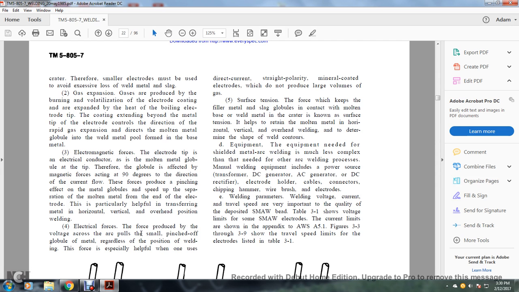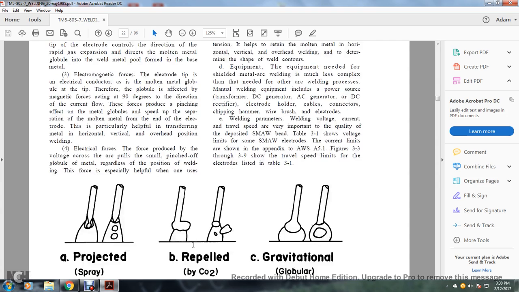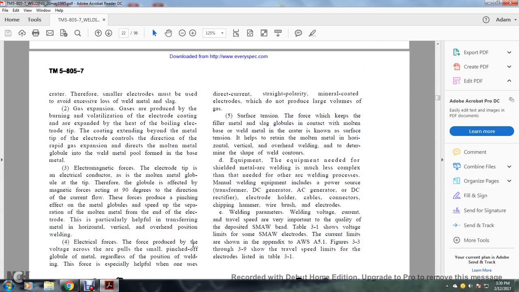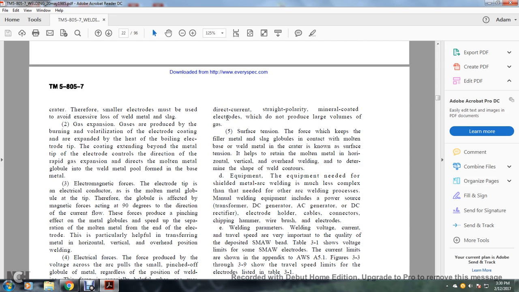Electrical force: the force produced by the voltage across the poles gives a small punch-off of the metal, regardless of the position of the weld. The force is especially helpful when one uses direct current, straight polarity, and mineral-coated electrodes, which do not produce large volumes of gas. Fifth, surface tension. The force that keeps the filler metal and slag globules in contact with the molten metal of the crater is known as surface tension transfer. This helps retain the molten metal in horizontal, vertical, and overhead welding and determines the shape of the weld contours.